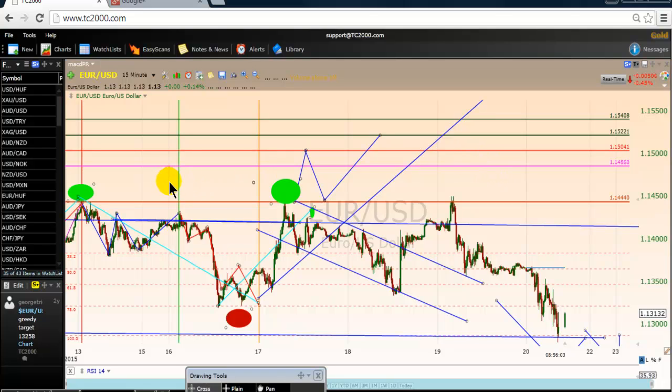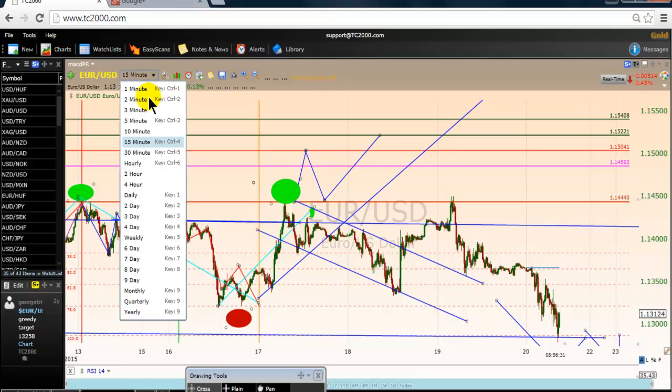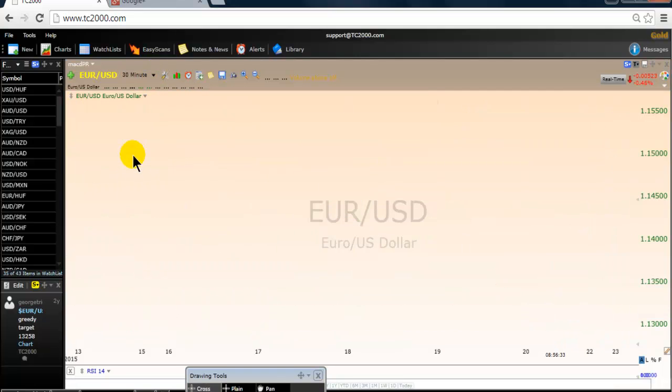Alright. So this week we were looking at the euro dollar. We have counted 5 waves on the 50-minute chart plus a flat correction. And then we see that the price continues to go up and down because of the situation in Greece. Because I can't see all my drawing on a 50-minute chart, I will go to the 30-minute chart so I can see everything that I've said before.